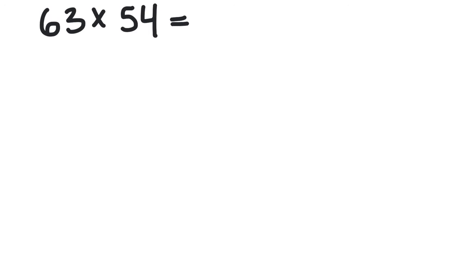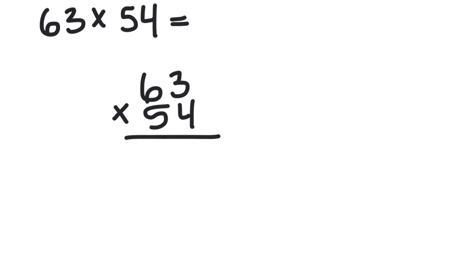Hi there, mathematicians. Today we're going to be using the standard algorithm to multiply 63 times 54. When I'm doing the standard algorithm, I will start by putting my two numbers on top of each other, being very careful to line up my place values.